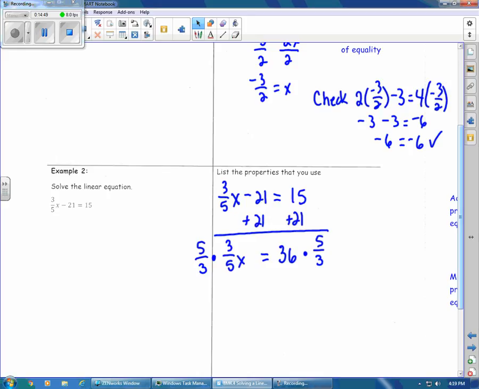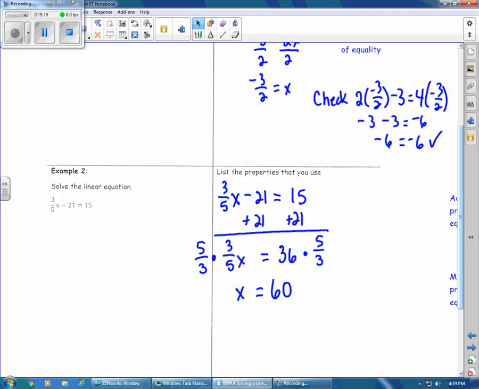So when I do that, I end up with x on the left side equals 36 times 5/3. You could use your calculator, or if you're doing it in your head, you'd take 36 times 5 and then divide by 3, or you could simplify first, divide 36 by 3 and then multiply by 5. So 36 divided by 3 is 12, times 5 is 60. So my answer here is 60. If you want to check me with a calculator, go ahead and do that.